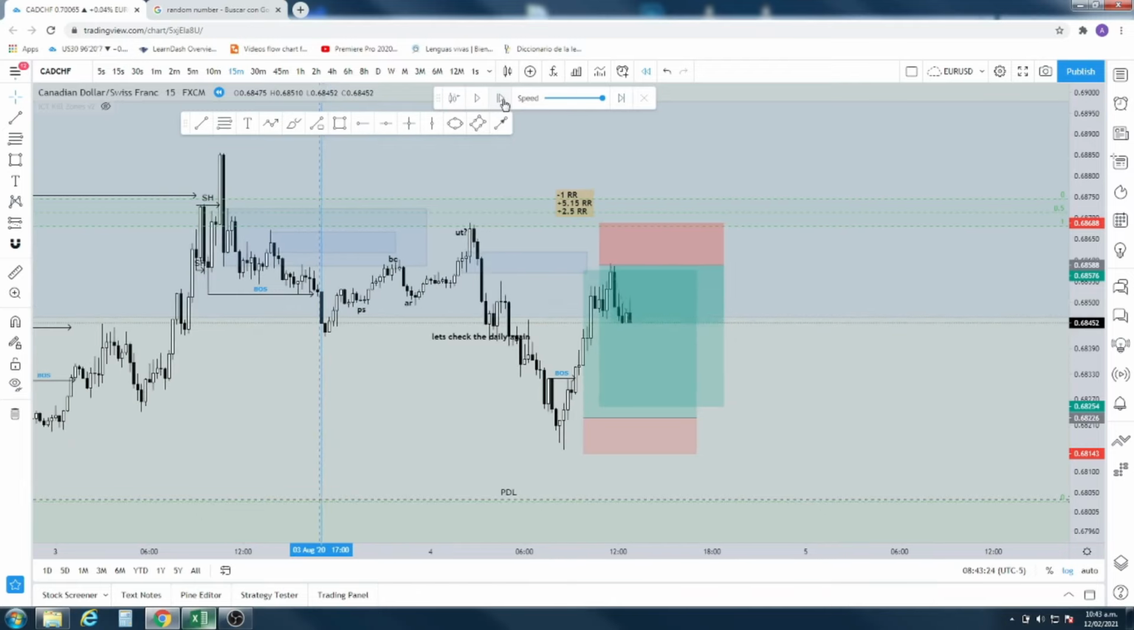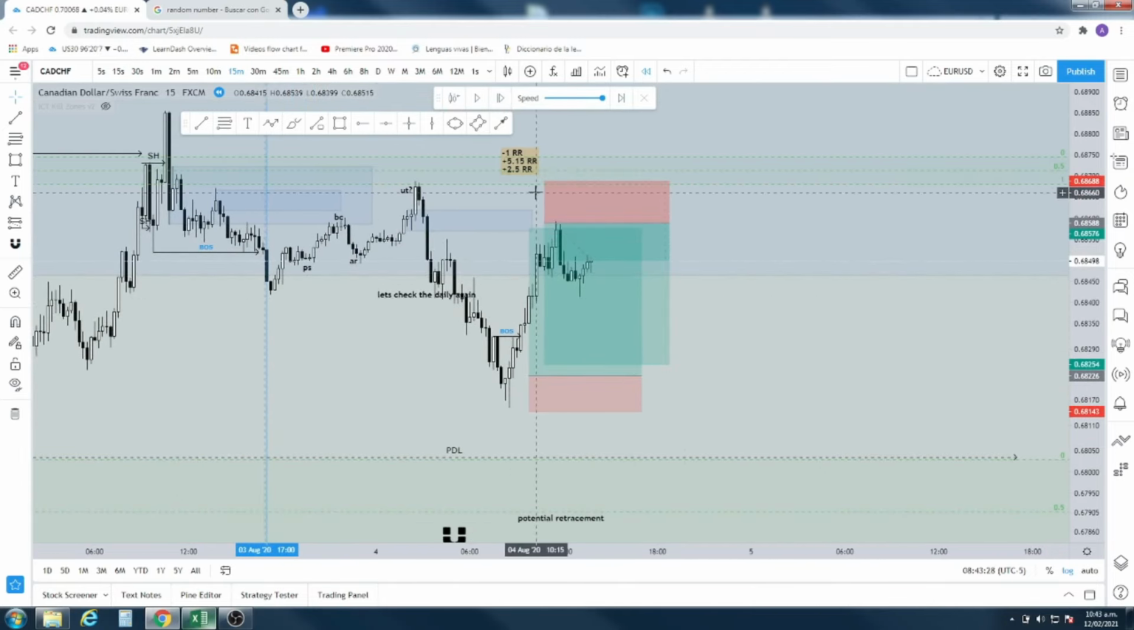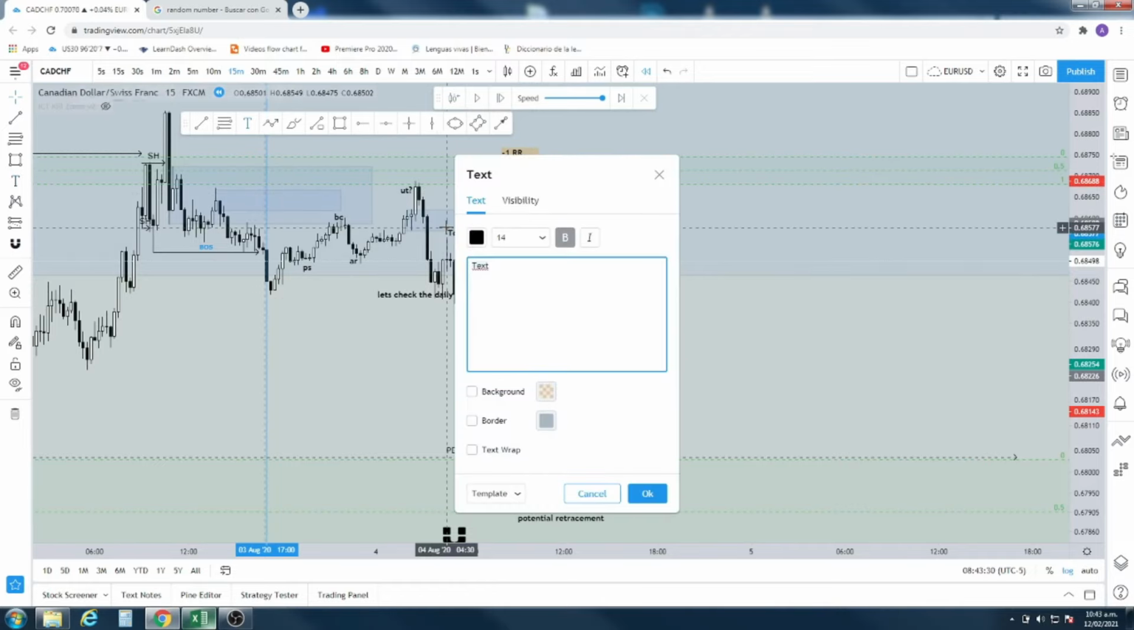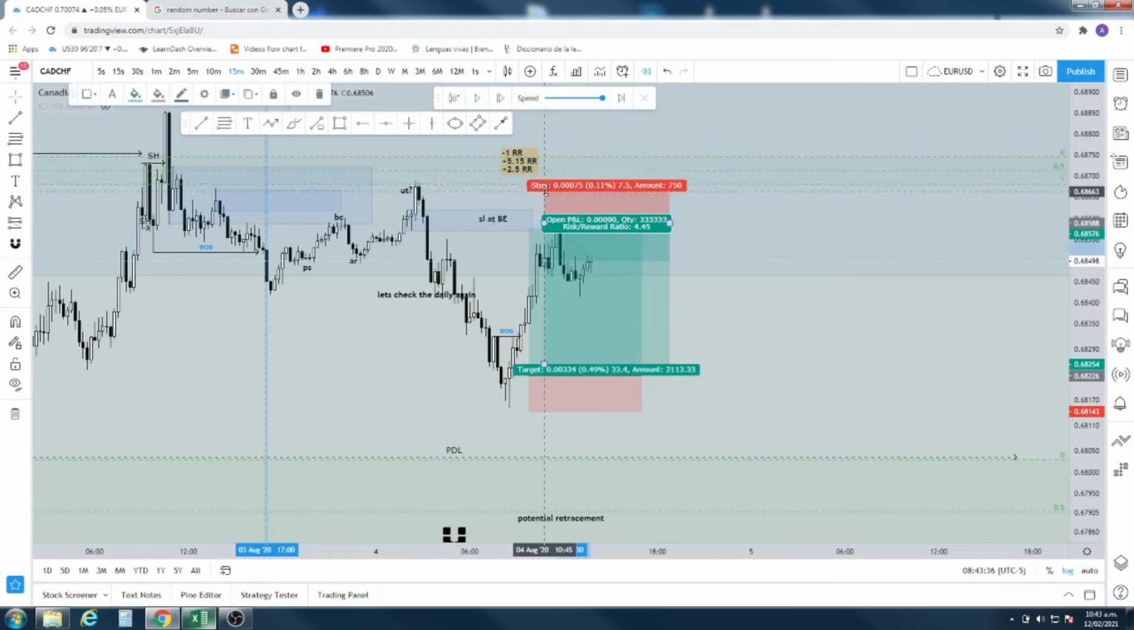Perfect entry. Now price is in profits around 2R, but I'm moving the stop loss to break even just in case price decides to continue going higher. And indeed, as you will see now, price continued going higher and took me out at break even.